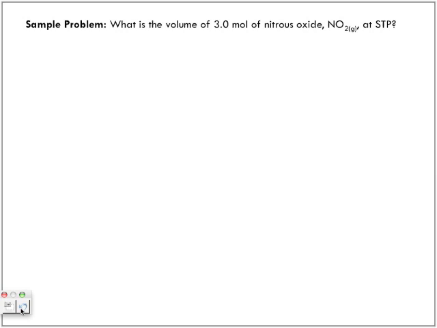What is the volume of 3.0 moles of nitrous oxide, NO2 gas, at STP? So what we want to do is pretty much list the information. So we've got volume, 3.0 moles of nitrous oxide. All right, so we've got an n value, which is 3.0 moles. Now, we want to find out what the initial number of moles is, right?